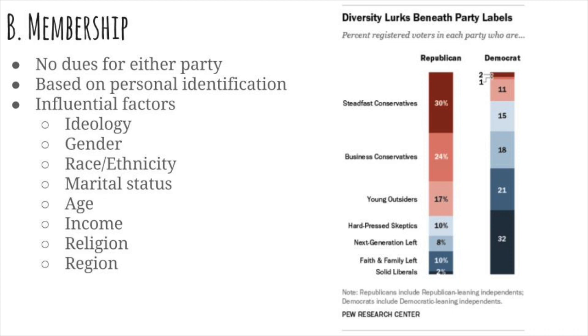Income tends to be, the higher income tends to be Republican. Religion, the more religious people are, and depending on what religion they are. So for example, evangelical Christians tend to associate with the Republican Party, whereas Jews and Hindus and a couple of other Christian groups also identify with the Democrats.